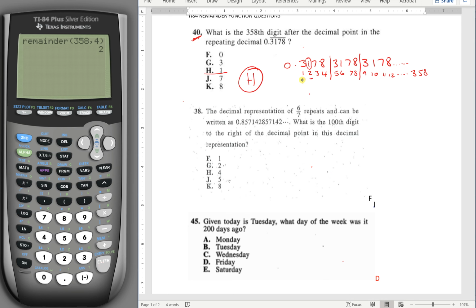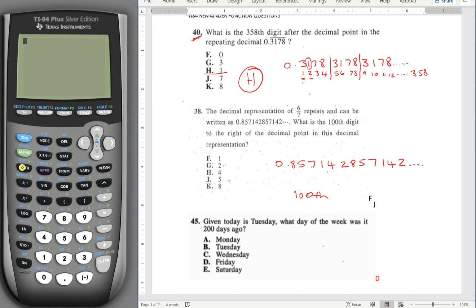So let's do another one. I'll clear this out. Ready for the next one? Okay, so the decimal representation of 6/7 repeats and can be written as 0.857142857142... What is the hundredth? So we need the hundredth digit to the right of the decimal point in this decimal representation.